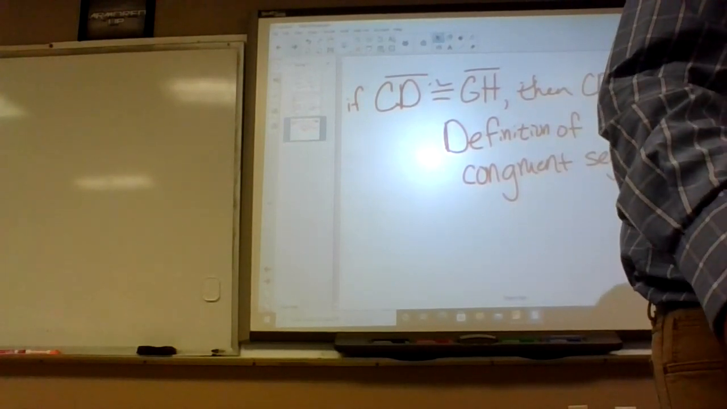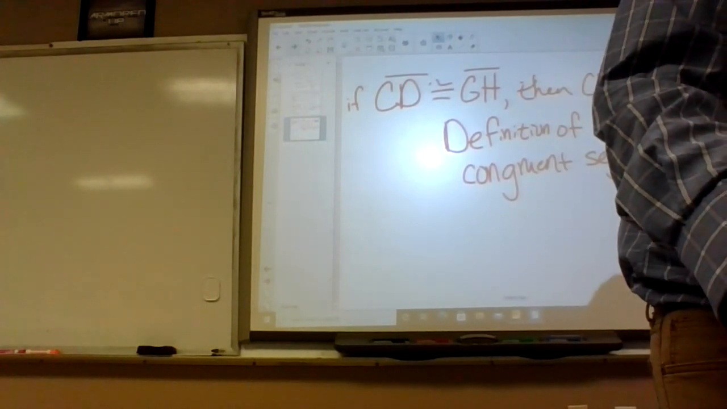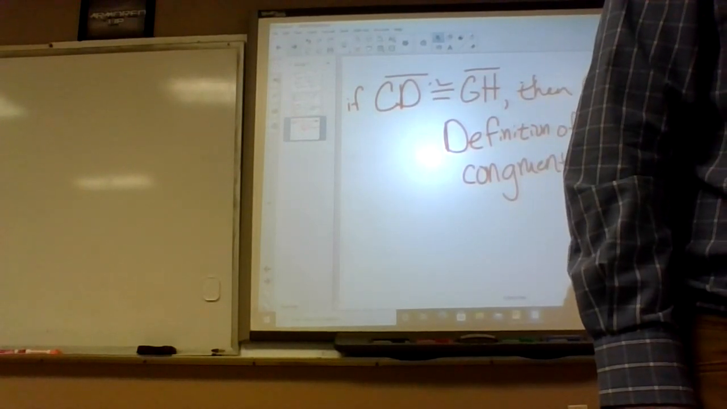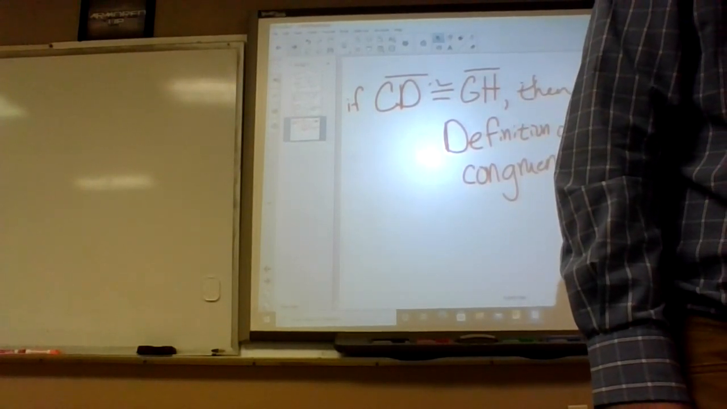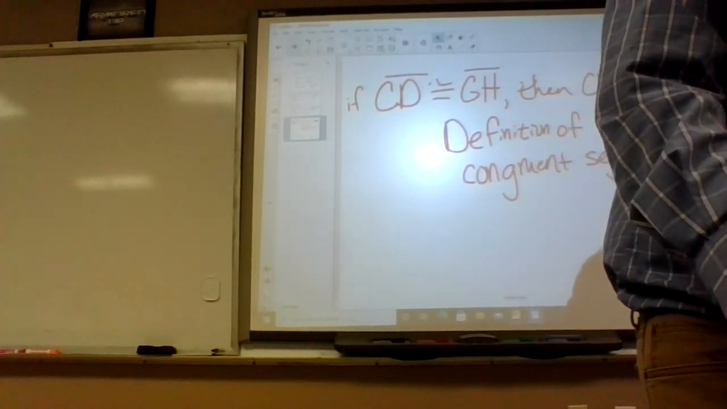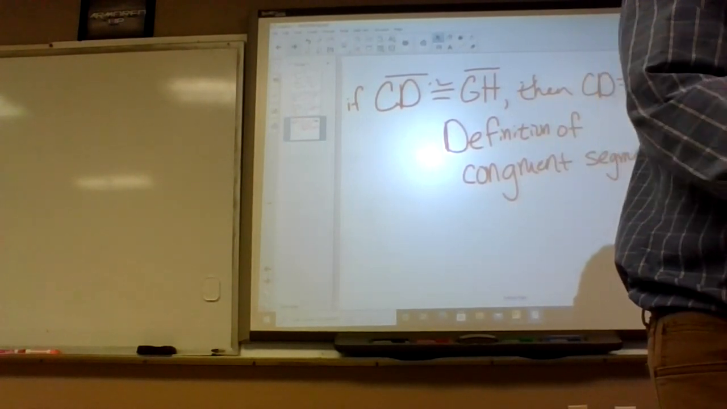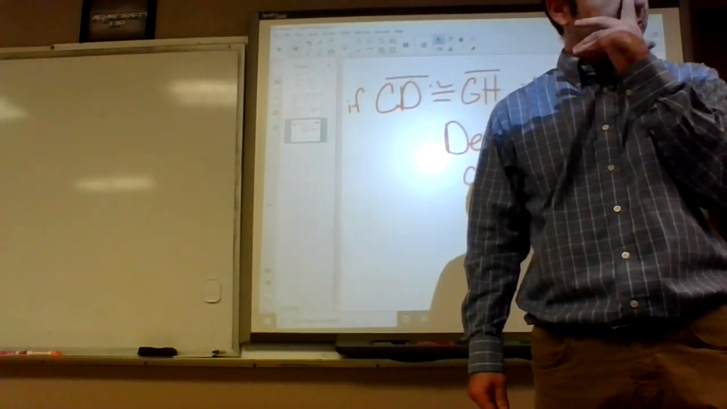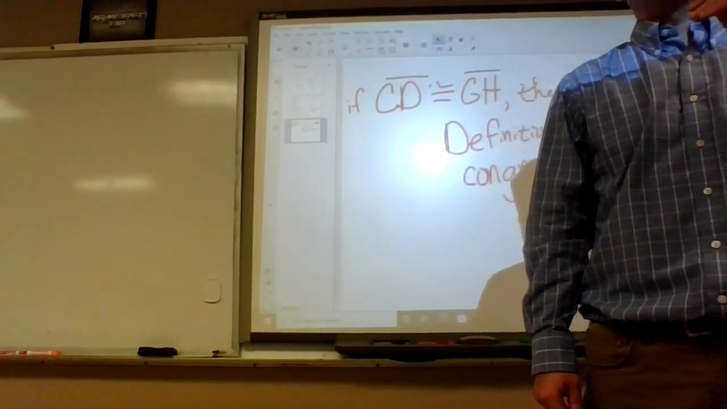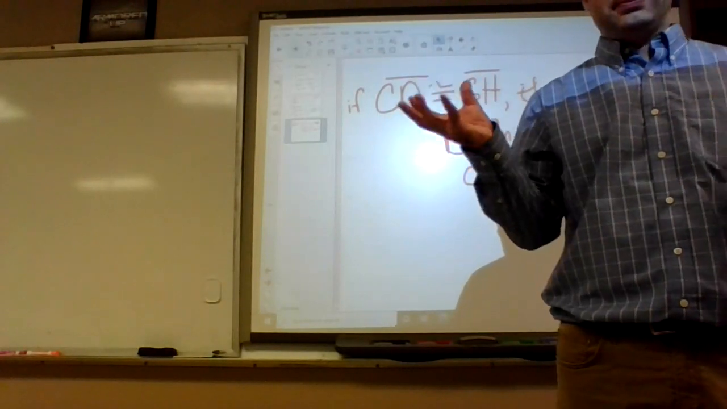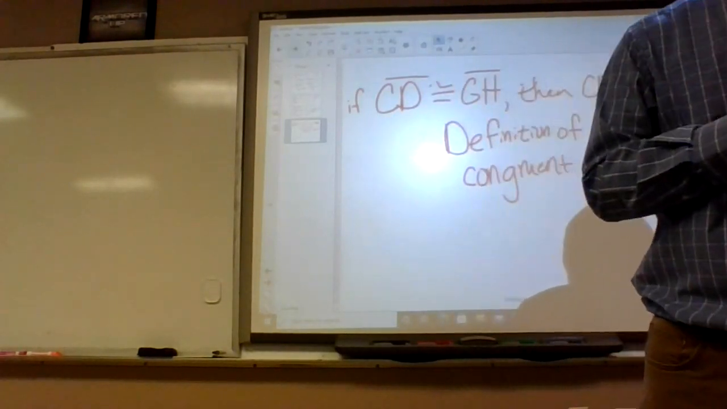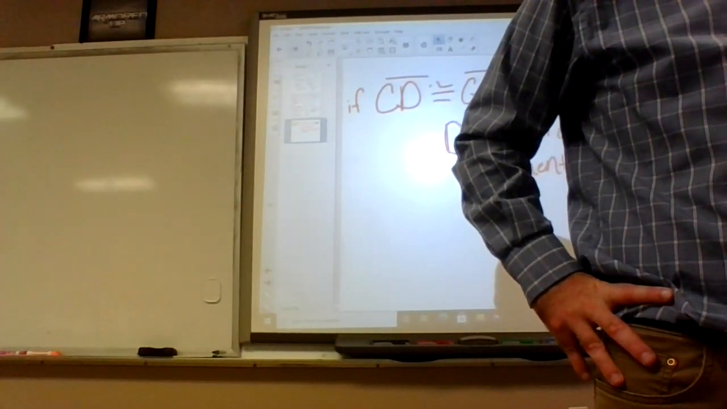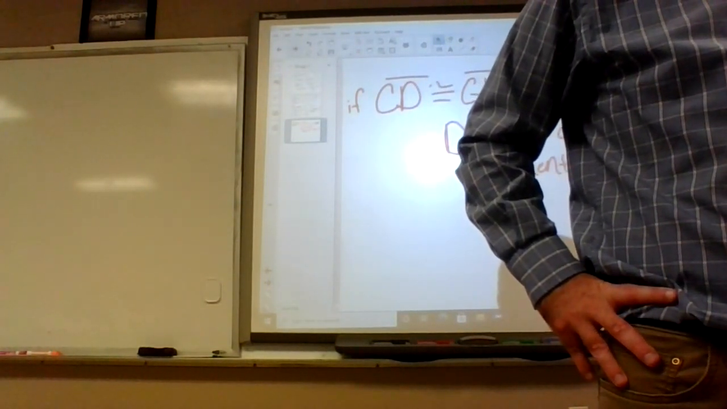Reflexive, definition, symmetric, multiplication, addition. Yeah, they only put the first three. I don't know why they didn't put addition and multiplication. So they put reflexive, symmetric, and transitive. Equivalent means equals. So reflexive, symmetric, and transitive.